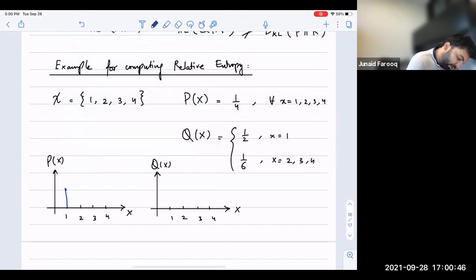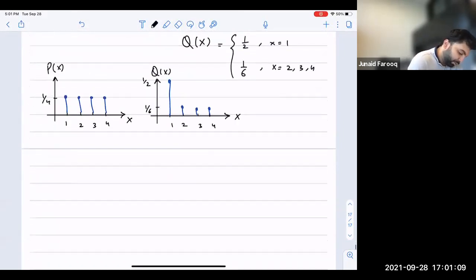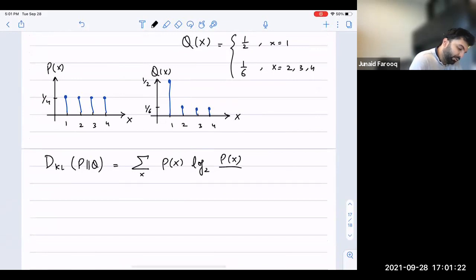But this one says it's just 1/4 for all of them. This says it is something like this, and then this is 1/4 here, this is 1/2, this is 1/6. Okay, now if you want to compute the DKL between P and Q, it's going to be the sum over X, P of X, log 2 of Px over Qx.